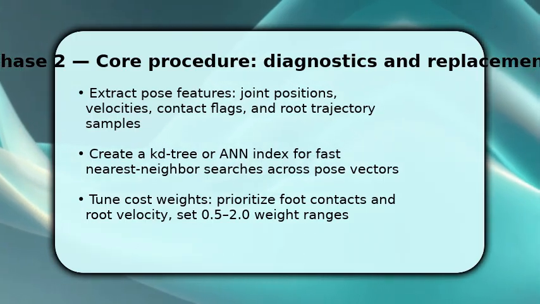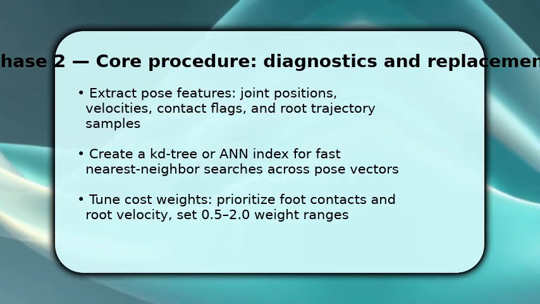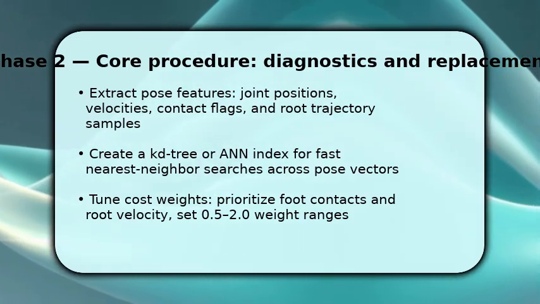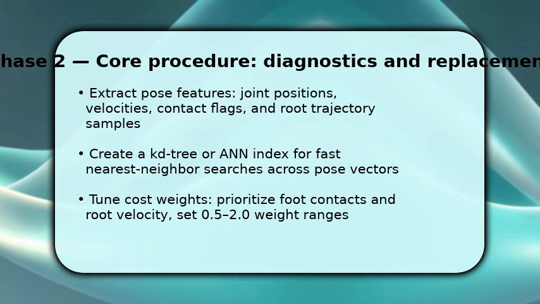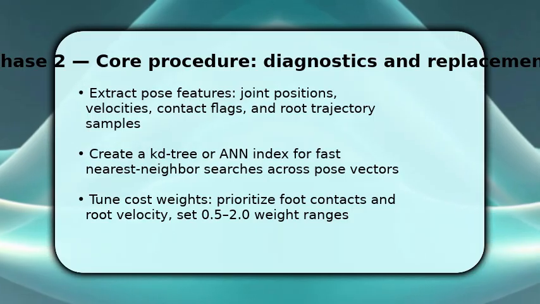Make sure to balance the cost function. Prioritize foot contacts and root velocity to avoid sliding, while still considering upper body intent. Tweak weights iteratively. Small changes can significantly alter selection quality.